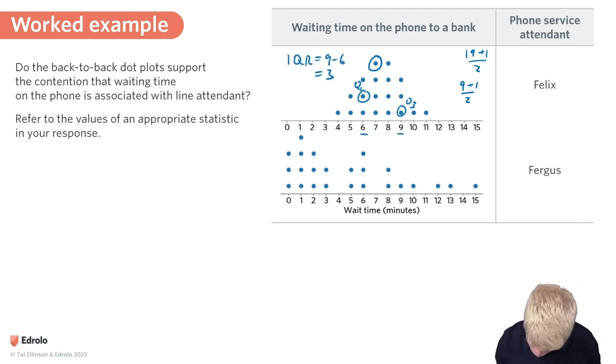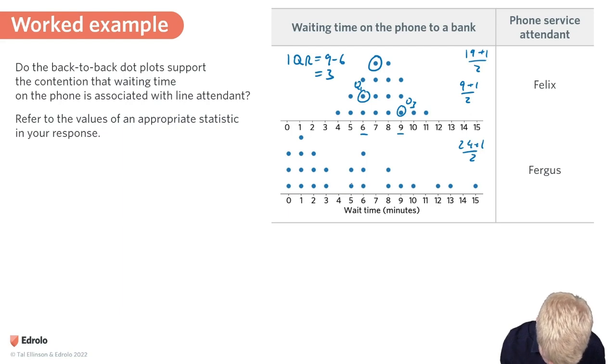The bottom one has 24 points. So 24 plus 1 over 2 is 25 over 2, 12 and a half. Halfway in between the 12th and 13th points is this point here. It's going to be 4. That's our median. Then there's 12 on either side. 12 plus 1 over 2 is 13 over 2, 6 and a half. So between the 6th and the 7th point, it's there. That's our Q1. And then 12 points here, to the 7th point, that is our Q3. So interquartile range, 8 minus 1, is 7. Great.